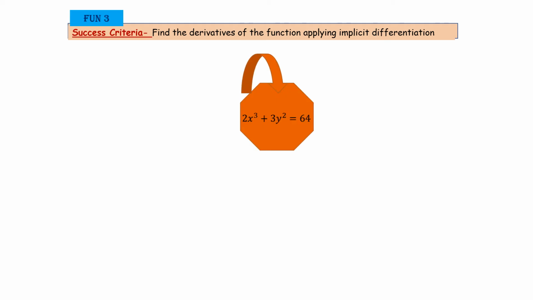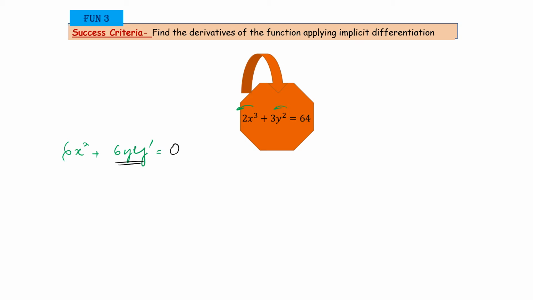So next question. Here apply the power rule with the constant multiple rule. We will get 6x squared plus, on the second side, we will get 6y squared y prime. Don't forget to write the y prime. Sorry, it is 6y squared y prime. Let me erase this. And equals 0 because 64 is a constant.